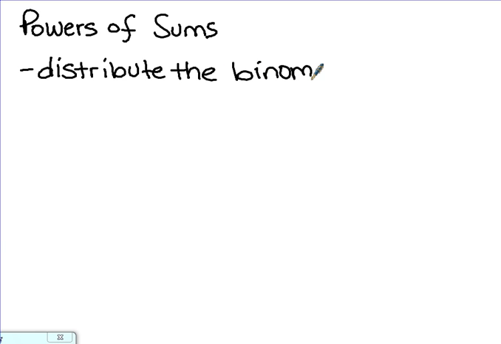In powers of sums, all we're doing is taking a binomial and distributing it to the specified power.